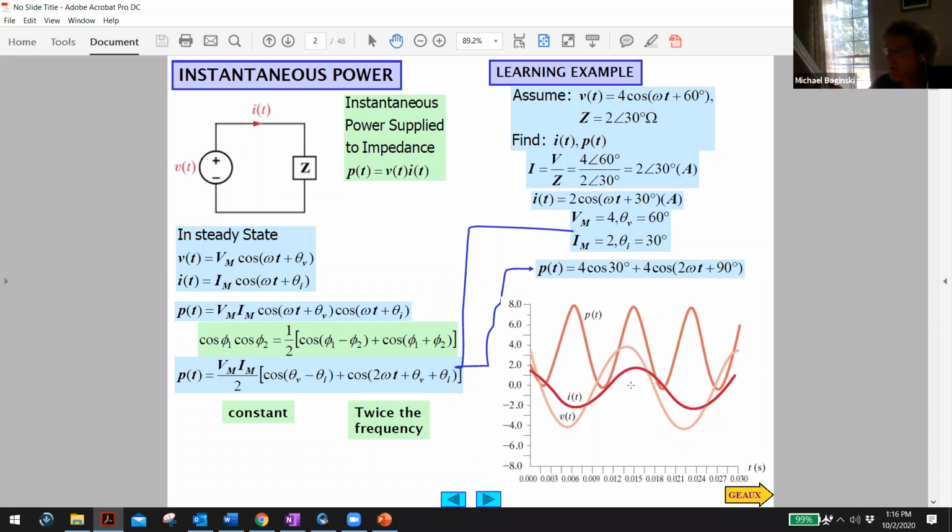Now, the average value of both current and voltage is 0. Y'all follow me now? Because current and voltage have a cosinusoidal dependence, cosine of omega t. Both of those will have an average value of 0, but not so with the power. The power will have this average value, 4 cosine of 30 degrees. Y'all follow me?